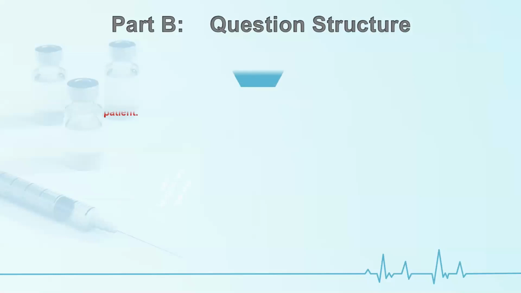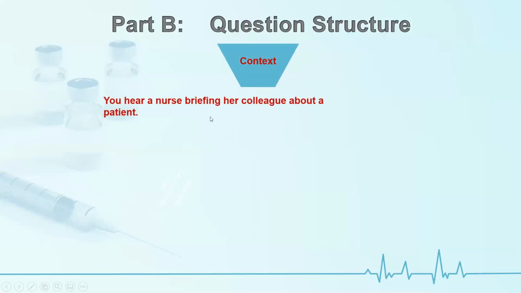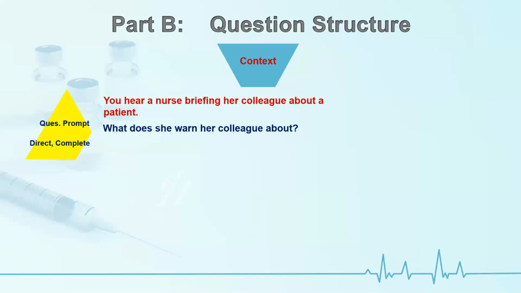Part B, question structure. Firstly, we have the context, like you hear a nurse briefing her colleague about a patient. So this is information regarding the setting related to this question. Then the question prompt. For example, what does she warn her colleague about? And we have a question mark. So this is the direct question and complete question.